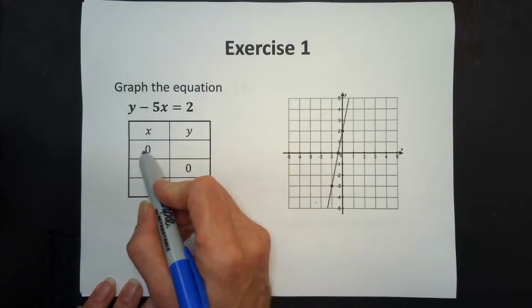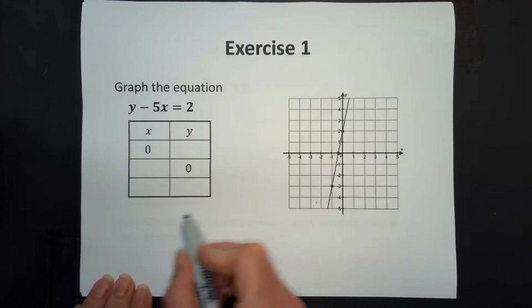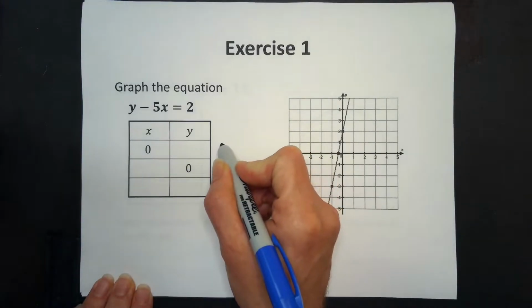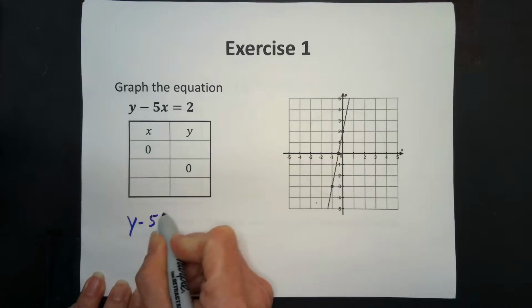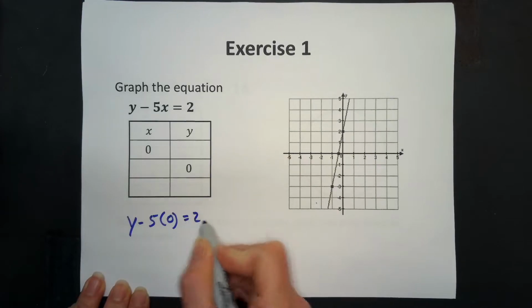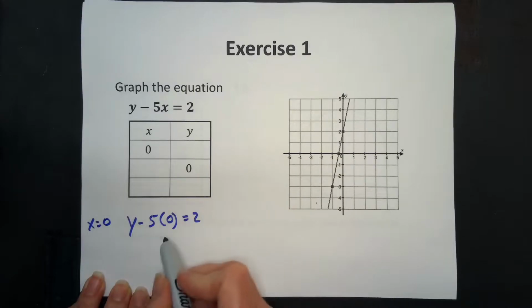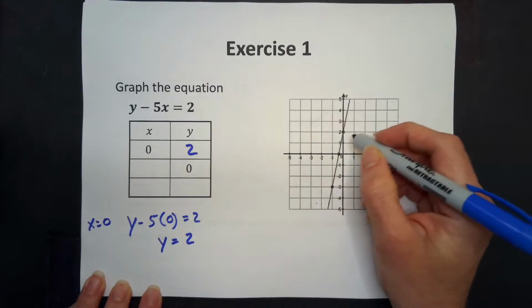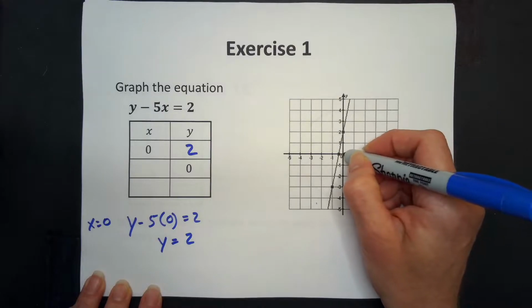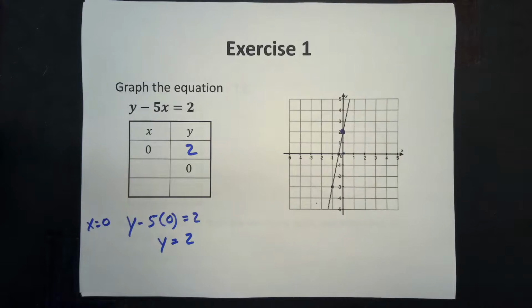It says we want to plug in 0 for the x and see what we get back out for the y. So for this first one, I'm going to go off to the side and do it right down here. y minus 5 times 0 equals 2. This is when x equals 0, because it asked us to put in 0 for x. And that's going to give us y equals 2. So this is the point (0, 2). That means I'm going to go over 0 and up 2, so I'm going to be right here on this point.